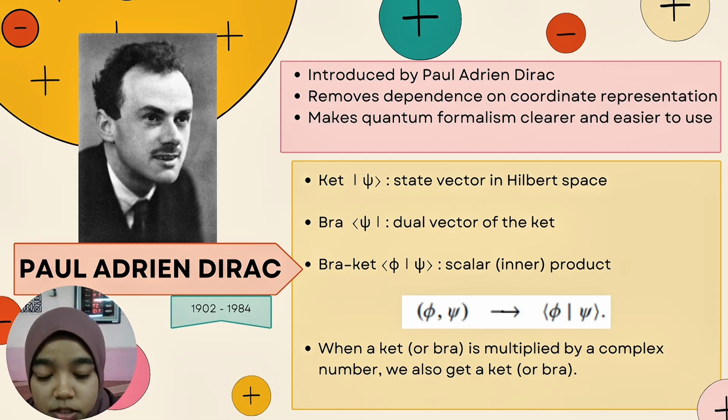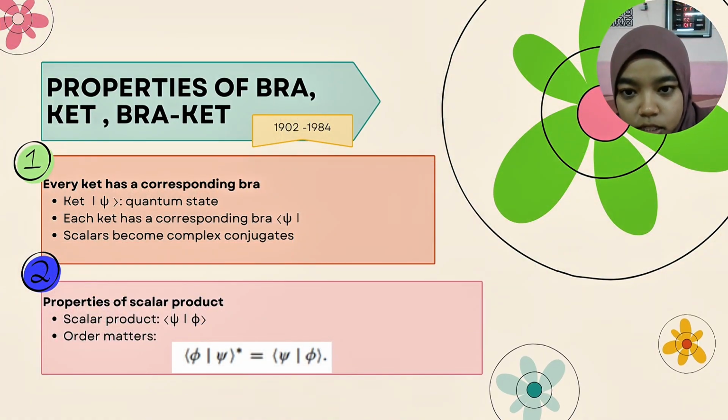The main purpose of this notation is to free quantum state vectors from coordinate representation, making the formalism easier and clearer to use. In this notation, a quantum state is written as a ket, which belongs to the Hilbert space. Every ket has a corresponding bra, which belongs to the dual space. When a bra and a ket are combined, we obtain a bra-ket, which represents the scalar or inner product between two quantum states. When a ket or bra is multiplied by a complex number, we also get a ket or bra. Next, I will present the properties of bra, ket, and bra-ket.